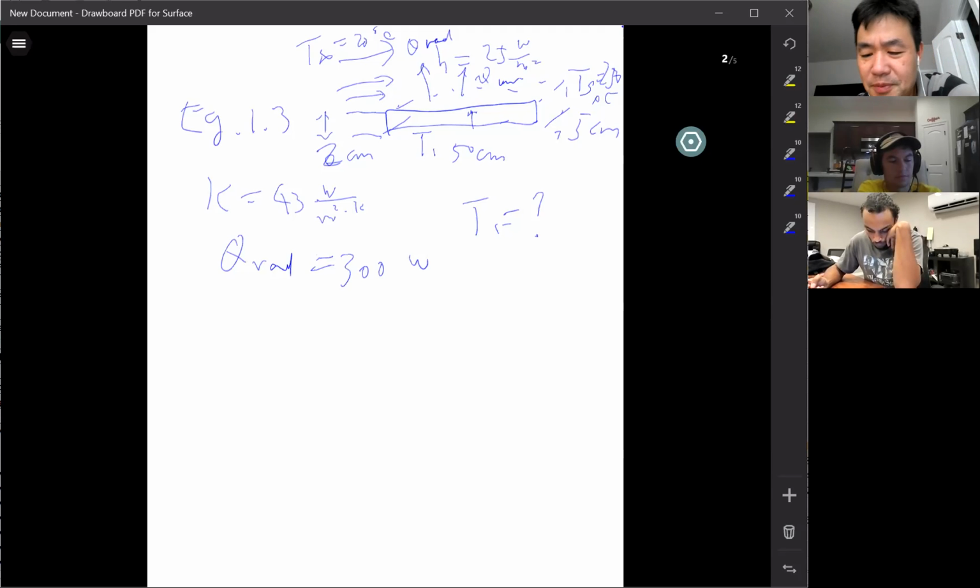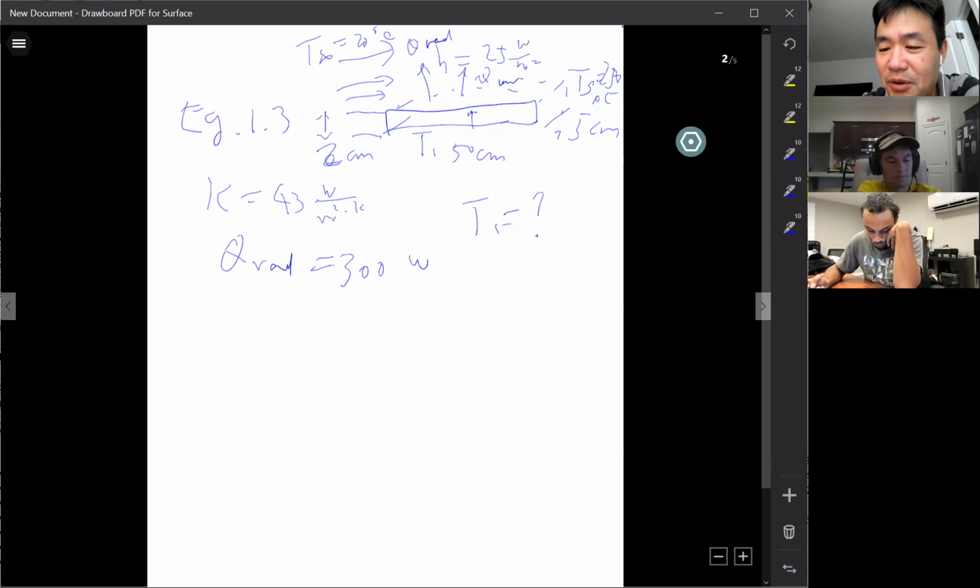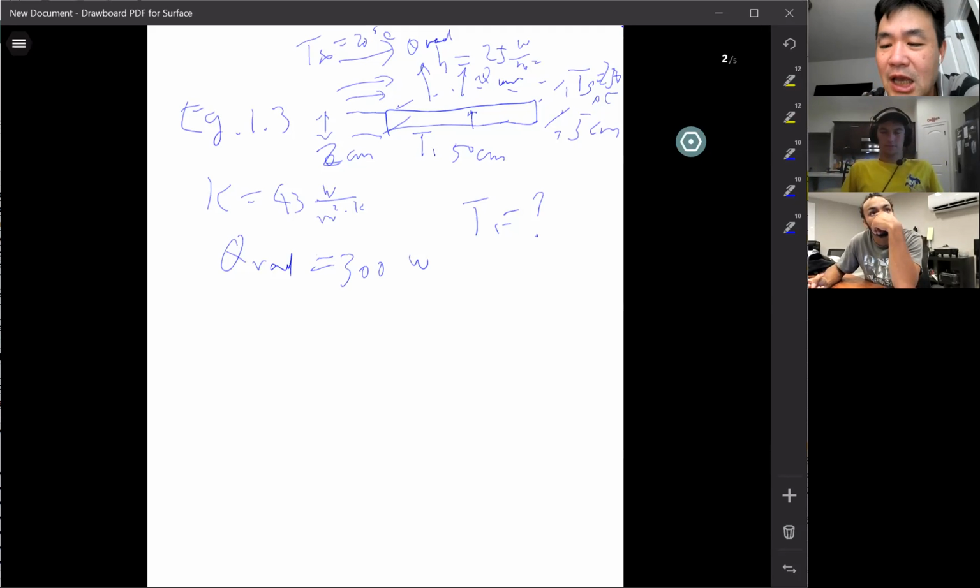So for this problem, easy, right? Just like I said, you identify the interface for the multi-mode heat transfer. That interface is your top surface, obviously, for this problem. So write down the energy balance on the top surface. It will be Q conduction.